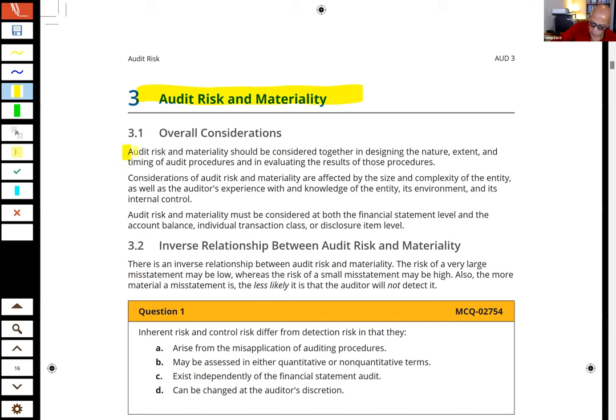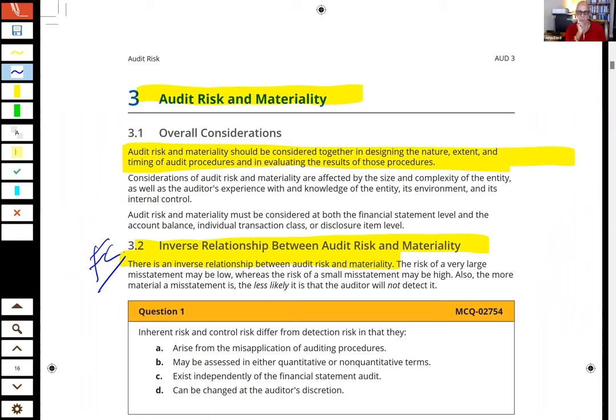Okay, so you really have to consider both audit risk and materiality together in determining the timing, extent, and nature of your audit procedure. So flashcard that there is an inverse relationship between audit risk and materiality. Okay, and flashcard that, but let's talk about that for a second, because sometimes that's a little counterintuitive for students.